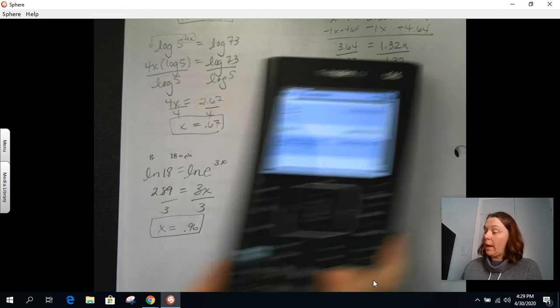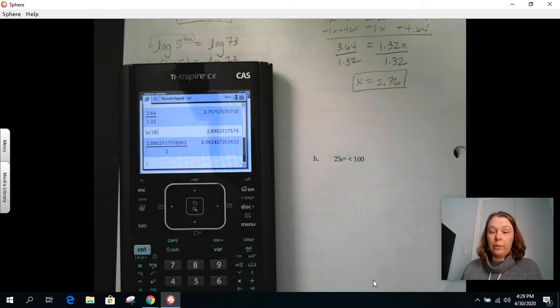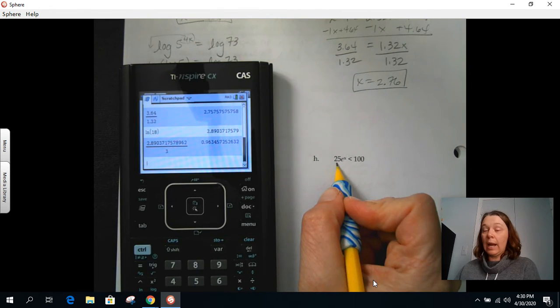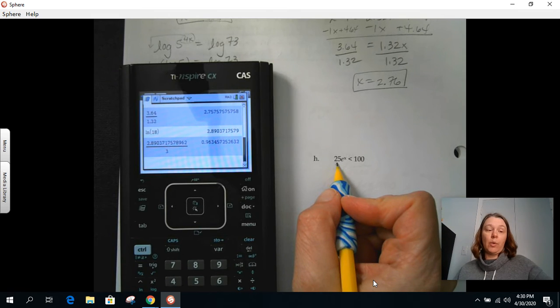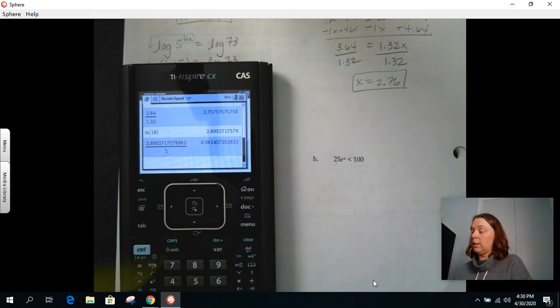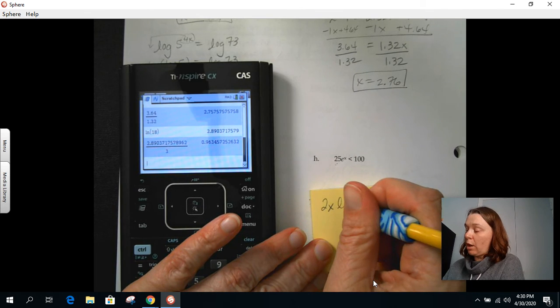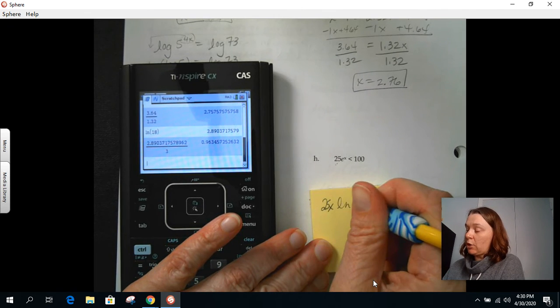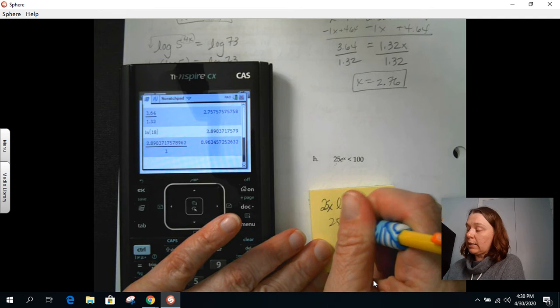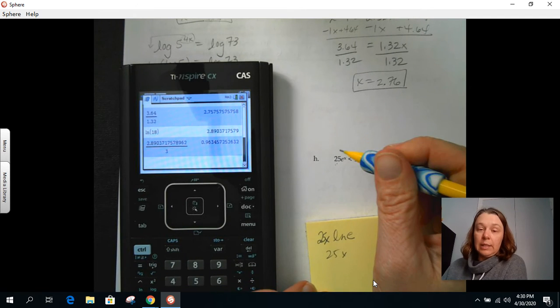Okay, the last one we have is an inequality. Remember we said we wanted to isolate whatever has the variable for the power before we take the log or the natural log. So here, I cannot just take the natural log of both sides, and a lot of times people want to do this, and then they want to say this is like 25x times natural log of e, so it's just 25x. But that's not how it works.